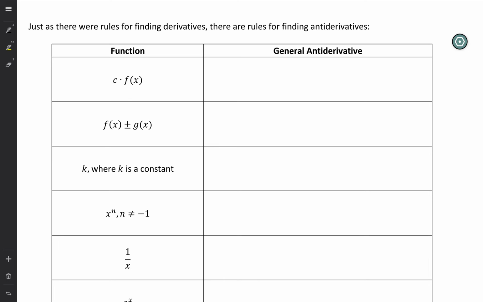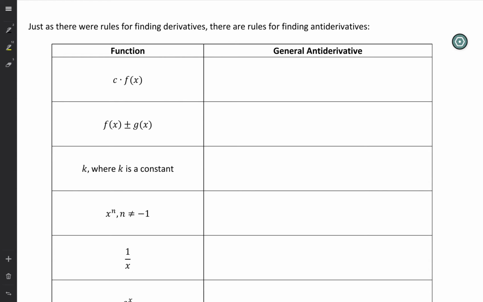So the wonderful beauty of antiderivatives is there's rules just like there were for finding derivatives. So if you're the type of person that likes to memorize rules instead of trying to think of it, go right ahead. And you'll probably end up memorizing these anyway because they're so gosh darn useful.